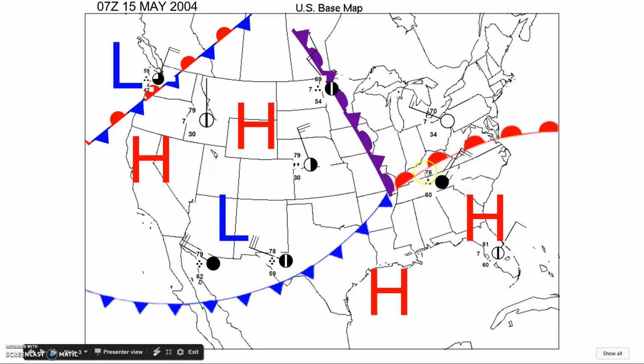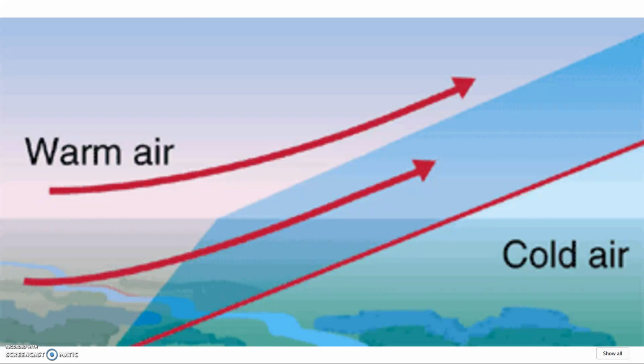Here we see a warm front, and this moves due to the maritime tropical winds. The warm front is when warm air moves into cold air, and this rises slowly and causes moderate rainfall in the front.